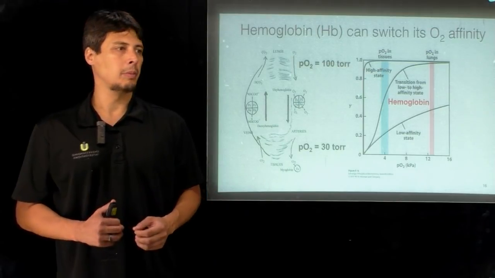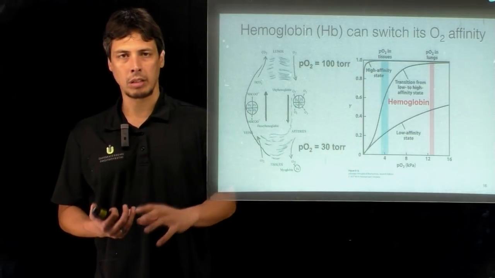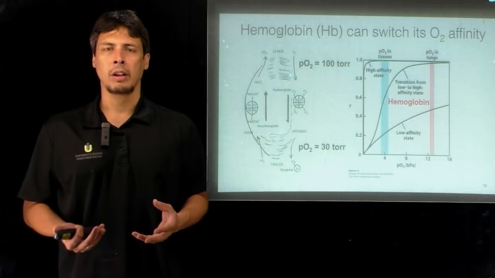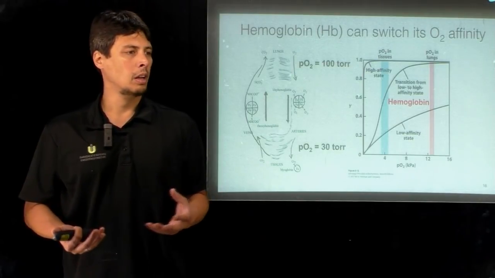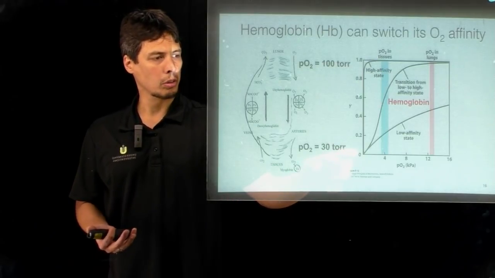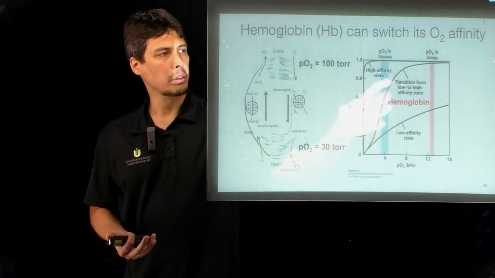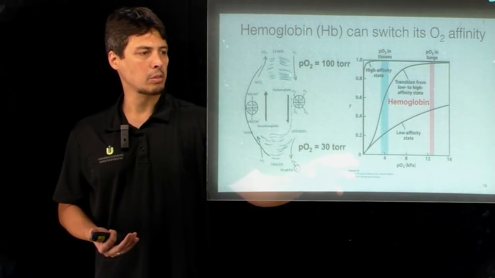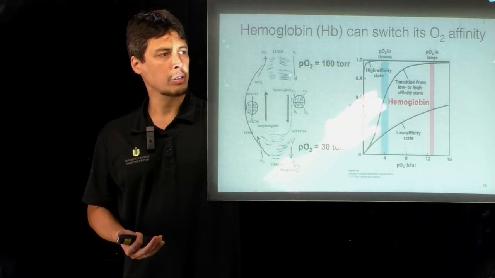Hemoglobin can do both. So hemoglobin, you see, has a different curve entirely. Instead of a hyperbolic curve consistent with the ligand binding curve equation that we've been looking at for myoglobin, it has what's called a sigmoidal curve. That means it has basically an S shape in the curve. And so at low oxygen concentrations, there's a lower affinity for oxygen by hemoglobin.